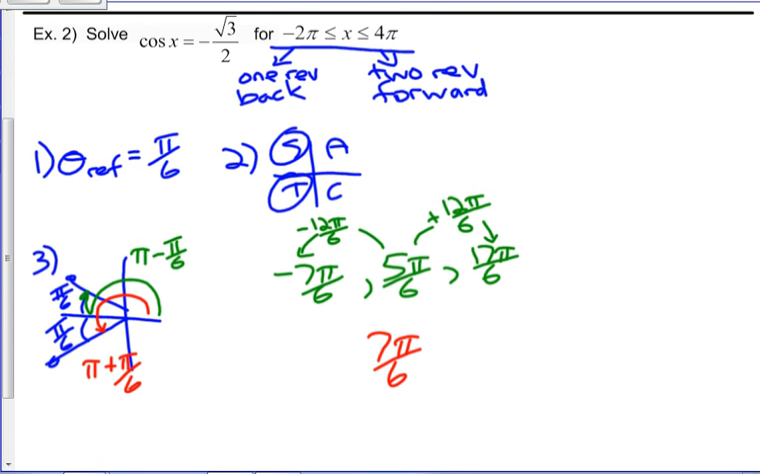I wouldn't go any further than that because that would bring me beyond the first revolution backward. And I wouldn't go any further to the right because that would take me more than 2 revolutions forward. And if you did it, you'd just see that your numbers are too big. They don't fit in the domain.